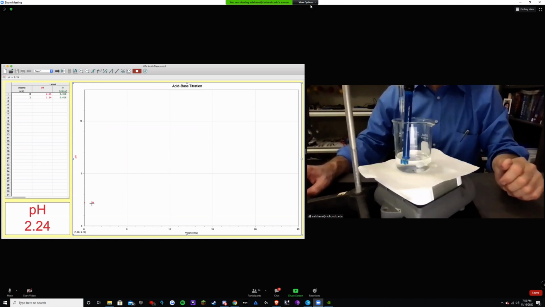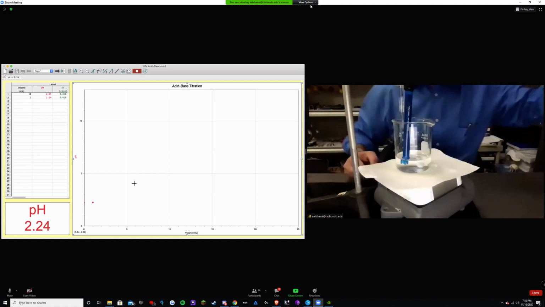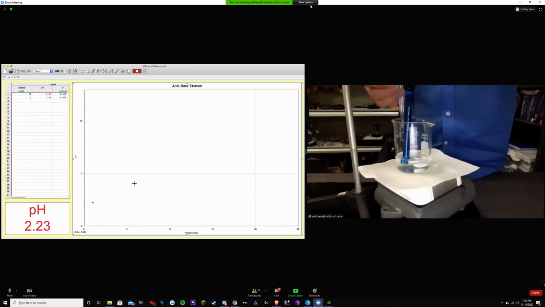So here's my second point. Here's the first point hidden right on the y-axis. Here's my second point. Now I'm going to add the second 1 milliliter. I'm going to slow down. My hand is on that nozzle. I'm reading the second milliliter to be added. So open the nozzle carefully, add the second milliliter, and stop right there.